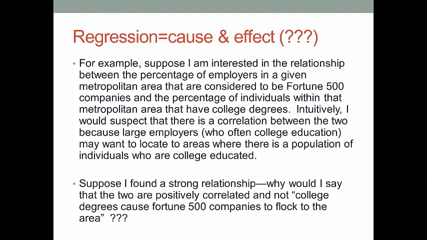So just to give one simplistic example, suppose I'm interested in the relationship between the percentage of employers in a given metro area that are considered to be Fortune 500 companies and the percentage of individuals within that area that have college degrees. Now, intuitively, I would suspect that there is a correlation between the two because large employers who often value college education may want to locate to areas where there's a population of individuals who are college educated. So suppose I did find a strong relationship, why would I say that the two are positively correlated and not college degrees cause Fortune 500 companies to flock to the area?